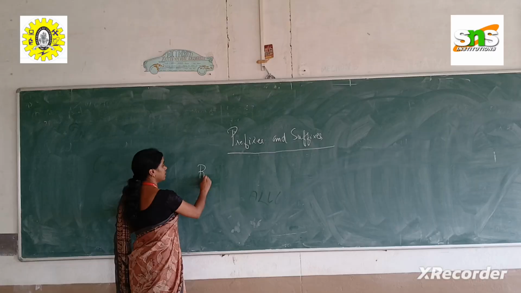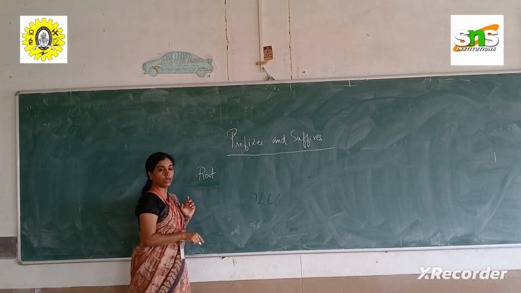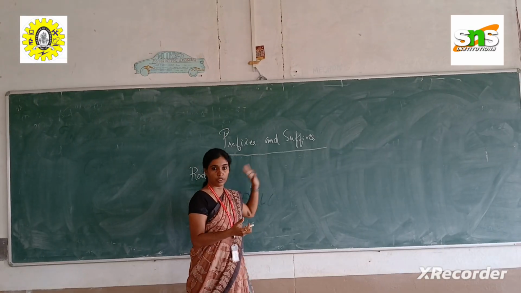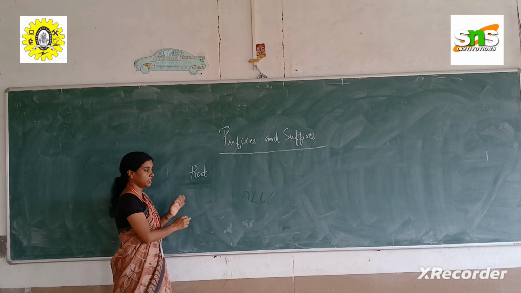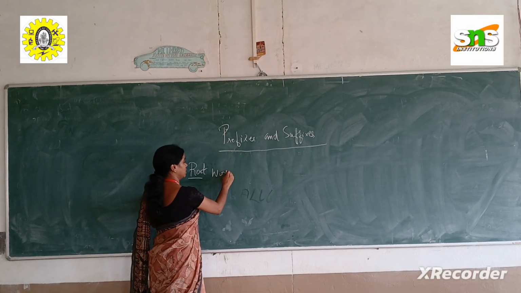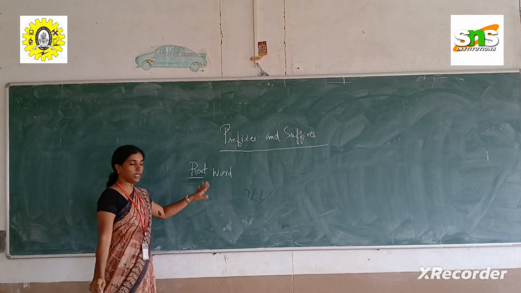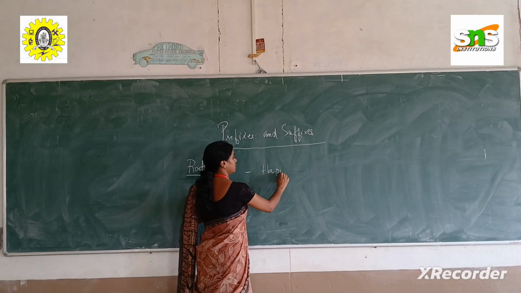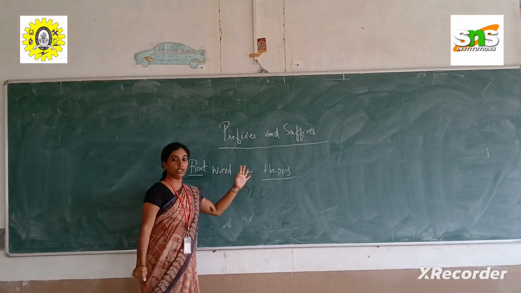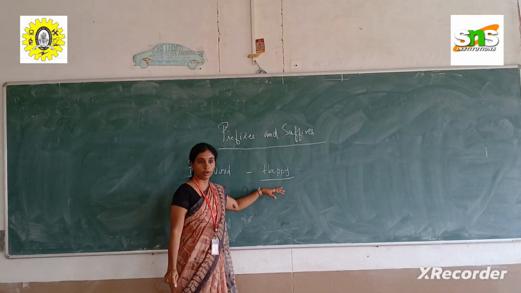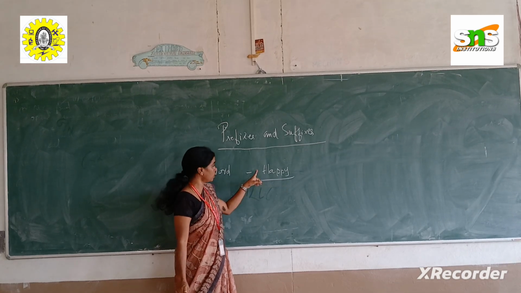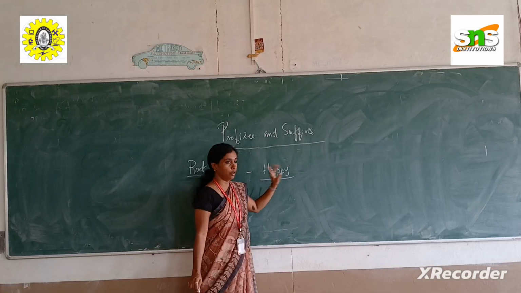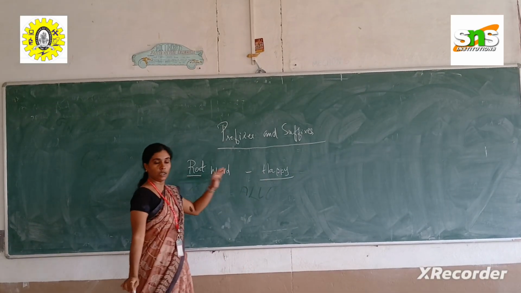Before adding a prefix or suffix to a word, we should have a word to add these to. That word is called a root word. For example, happy is a root word, which means it has different synonyms. You don't have anything added at the beginning or at the end of the word, so we call it a root word.